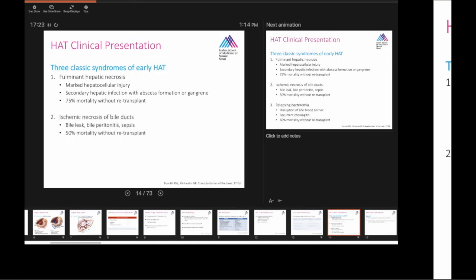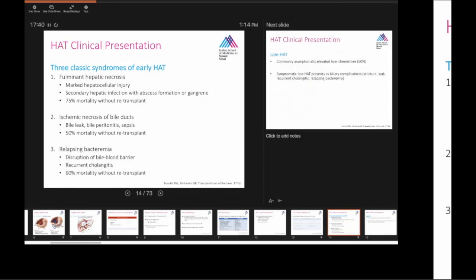The second is ischemic necrosis of bile ducts. You cut off the blood supply to the bile ducts, and the bile duct mucosa starts breaking down. You can start having bile leaks, leaking into the peritoneum, peritonitis. You'll have sepsis, and without retransplant, 50% will die.